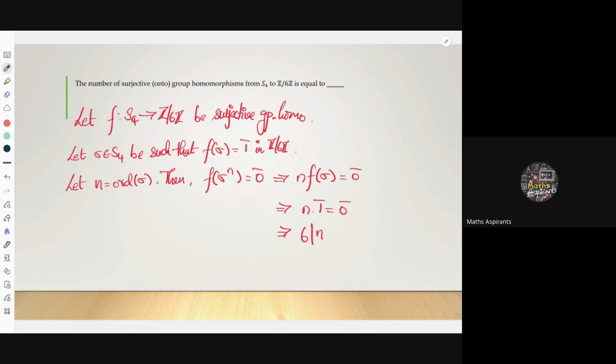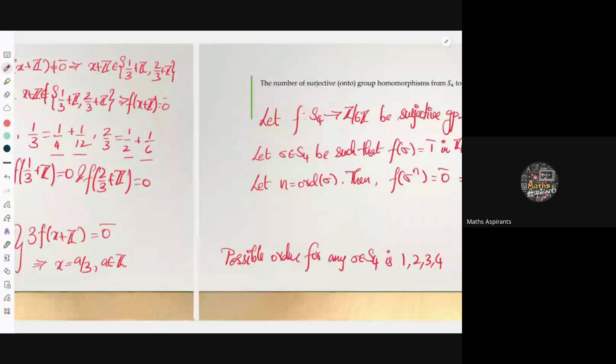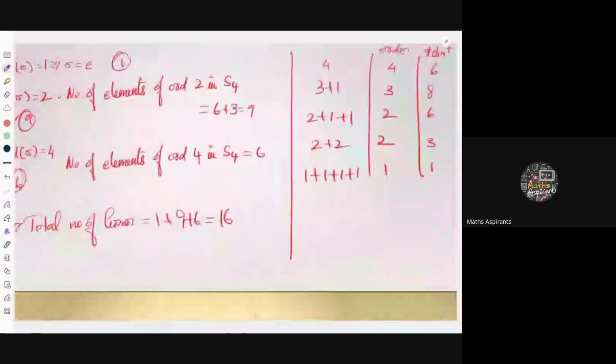So now we have n is the order of any element sigma in S4. So we know that the possible orders for any sigma in S4 are basically 1, 2, 3, 4, which we had already seen before here.